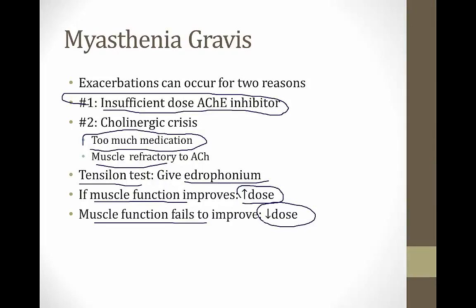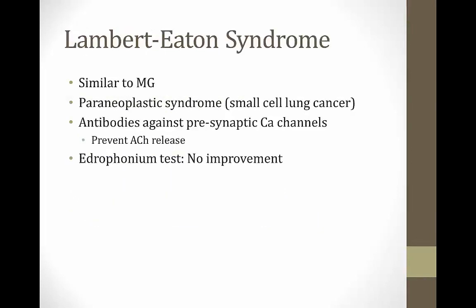So it's very important you understand this mechanism because you're often asked about exacerbations of myasthenia gravis on your boards. Let's talk about Lambert-Eaton syndrome. This is a syndrome that's similar to myasthenia gravis in that it involves weakness due to dysfunction of the nicotinic systems at somatic muscles. However, it's caused by a different mechanism than myasthenia gravis.